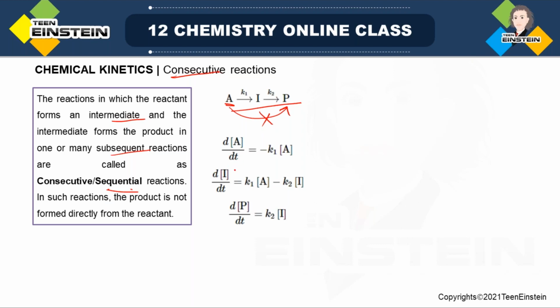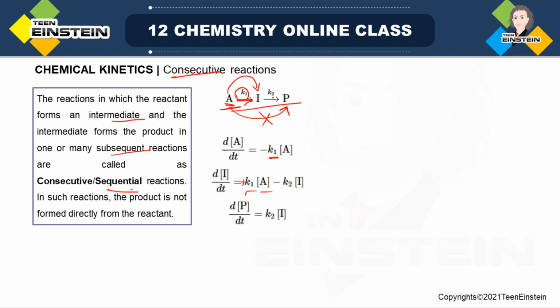Now if we take dA/dt, that is the rate of disappearance of the starting material A, that will be equal to minus K1, because when A is converted to I, the rate constant is K1. So that is why K1 into concentration of A. Now in terms of the intermediate, dI/dt, the rate of formation of the intermediate, this will be equal to K1 into A. Now it is positive because in this pathway I is formed from A, and K1 is the rate constant for formation of I, so that is why it is positive.